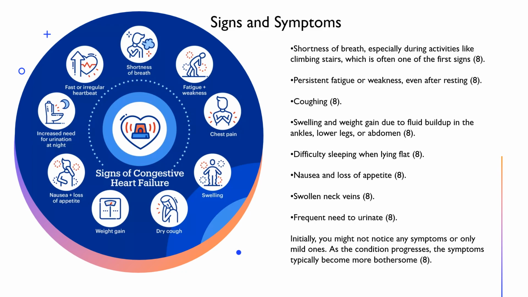Difficulty sleeping when lying flat, nausea, and loss of appetite are common. Swelling in the veins of the neck and a frequent need to urinate can also occur. Initially, symptoms may be mild or absent, but they tend to worsen as the condition progresses.